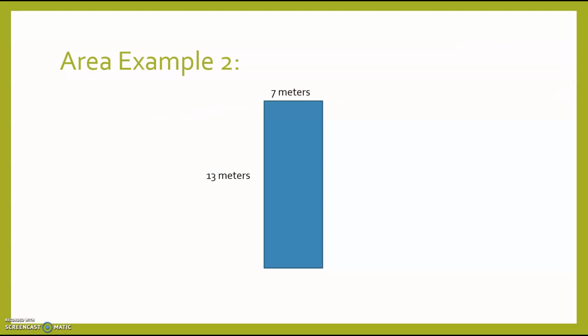Here's example 2. Take a second and figure it out on your own. Pause the video if you need. This area is 7 meters by 13 meters. Take a second. Okay? You multiply 7 meters by 13 meters and you get 91 square meters. Okay? Do you see how we did that? We multiplied the length by the width.